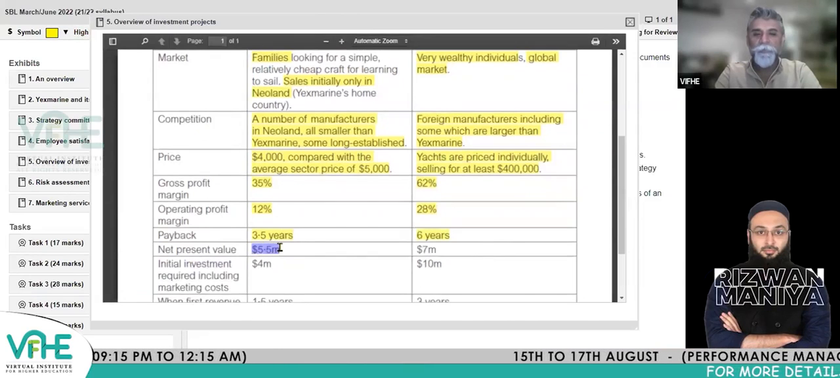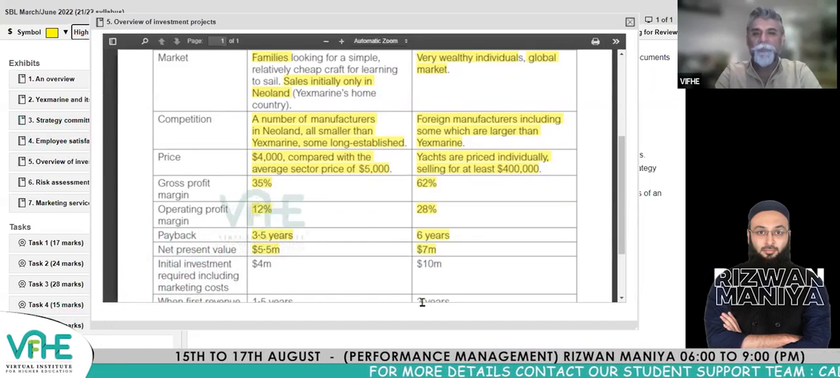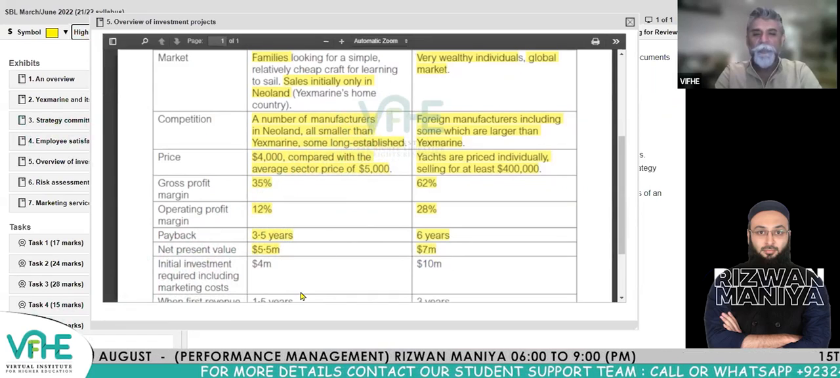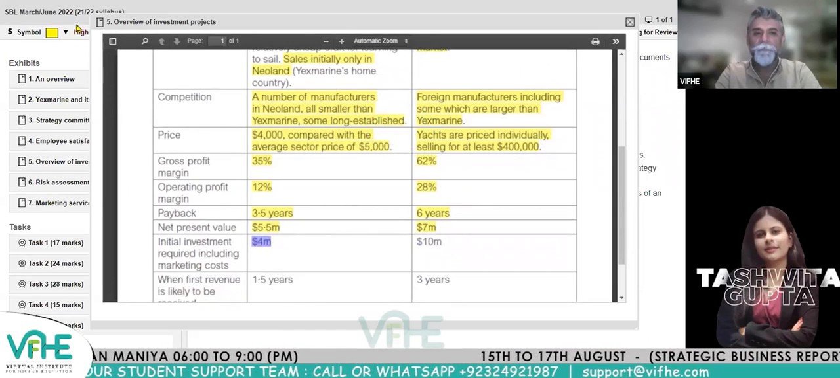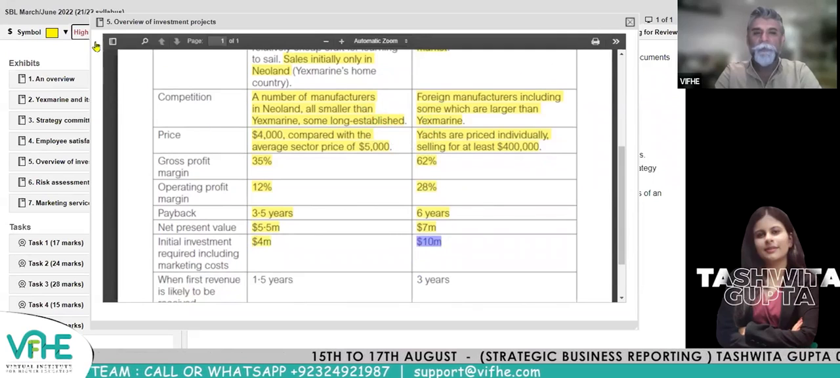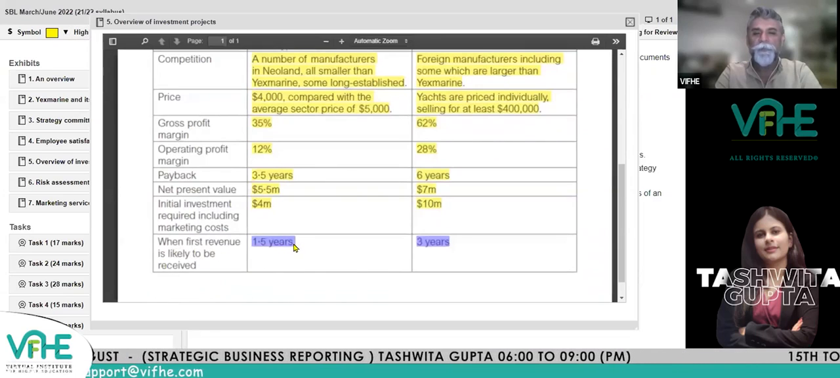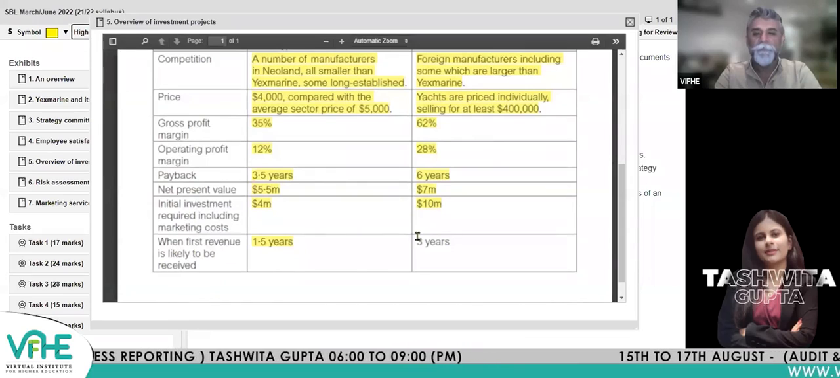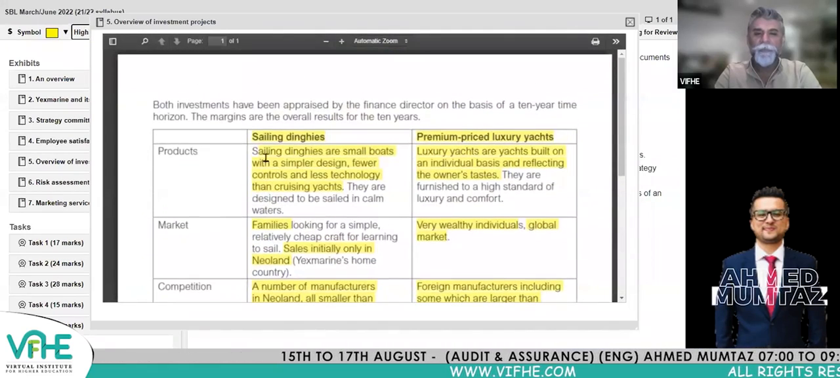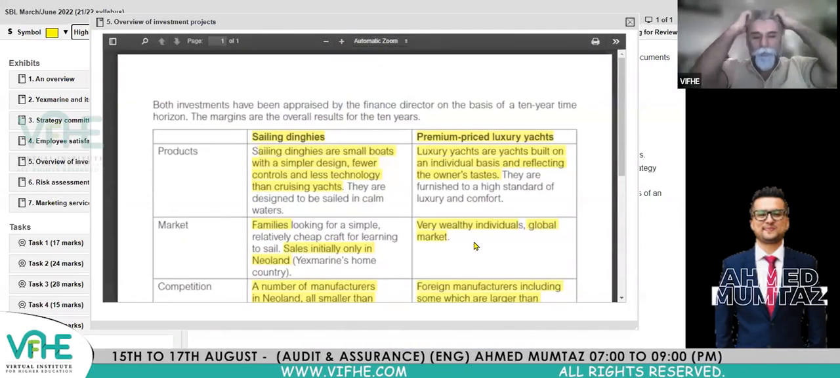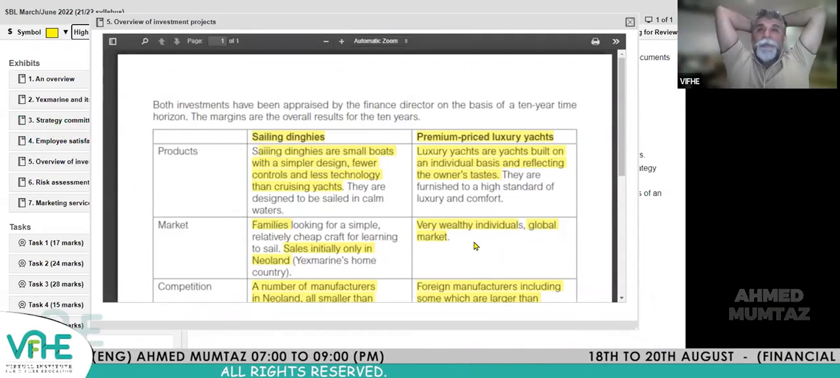Net present value 5.5 million. Who calculated this? The finance director. The net present value here is 7 million. Initial investment required is 4 million, and 10 million. When the first revenue is likely to be received: 1.5 years and 3 years. So interesting. These are the two investment options they have to choose from. So you have to analyze both options, pros and cons, and then give a recommendation.